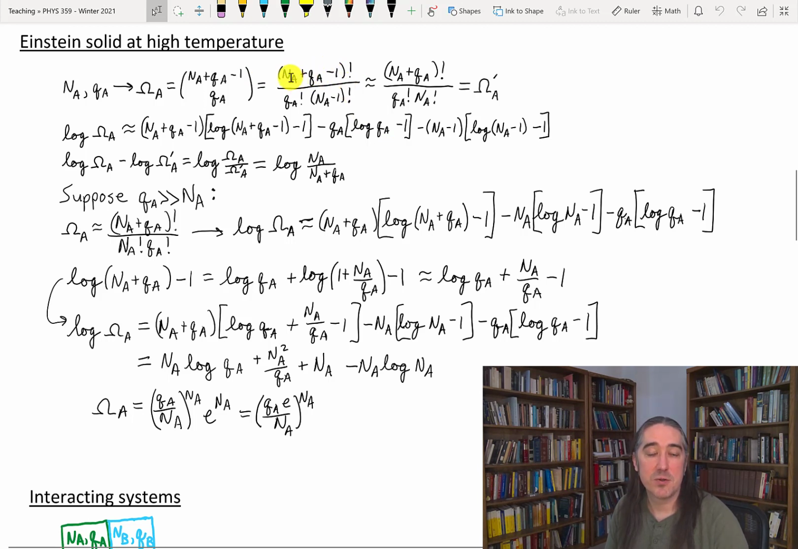Just to compare to what we did up here, 1 compared to a large number is definitely small. But 1 compared to the logarithm of a large number is not necessarily so small. So we don't want to make that assumption. We'll keep the 1 around.